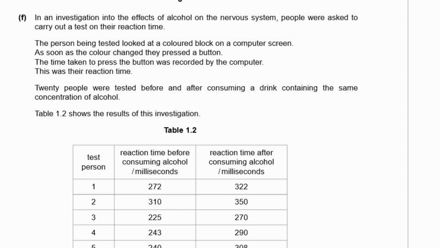In an investigation into the effects of alcohol on the nervous system, people were asked to carry out a test on their reaction time. The person being tested looked at a colored block on a computer screen. As soon as the color changed, they pressed a button. The time taken to press the button was recorded by the computer, and this was their reaction time. 20 people were tested before and after consuming a drink containing the same concentration of alcohol. Table 1.2 shows the results of this investigation.